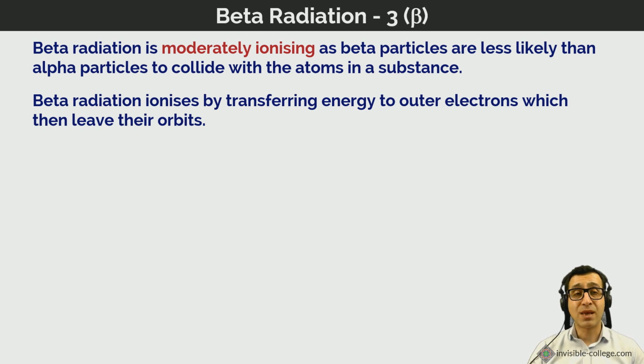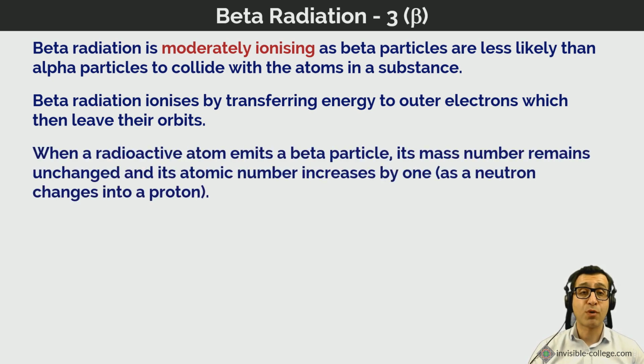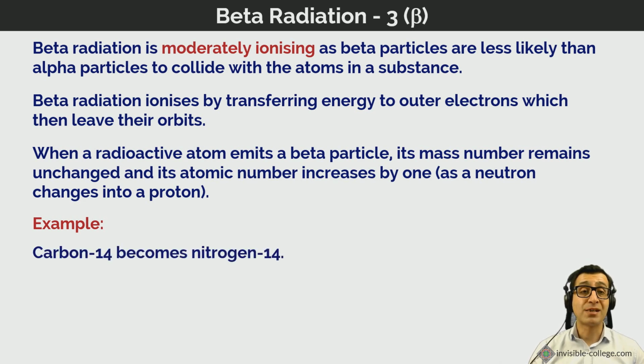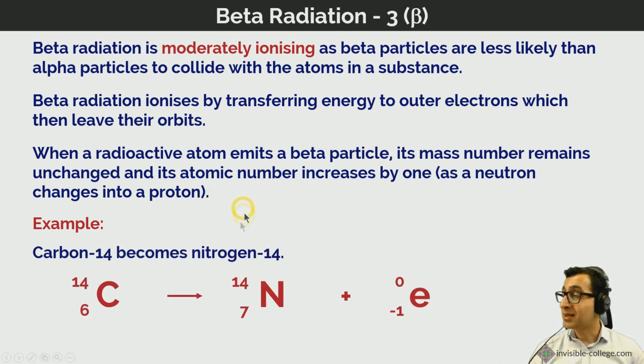So when a radioactive atom emits a beta particle, its mass number remains unchanged and its atomic number increases by 1 because a neutron changes into a proton. So let's look at an example here. Carbon-14 becomes nitrogen-14 by the emission of a beta particle, and this is shown by this nuclear decay equation. So this is the parent nuclide, and this is the daughter nuclide, and the change that takes place is that the parent nuclide, the carbon-14 nucleus, gives off a beta particle, and in so doing, its atomic number increases by 1.